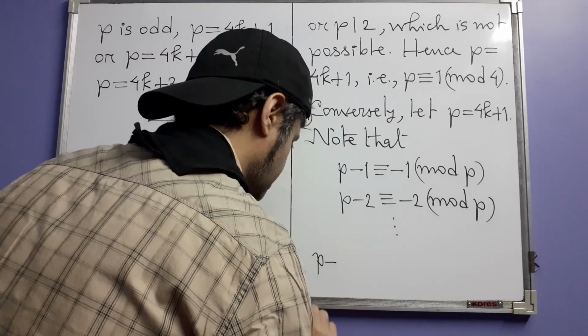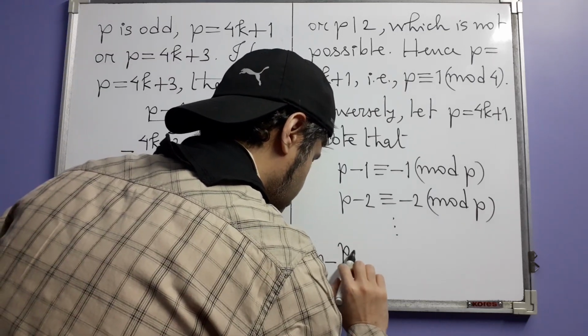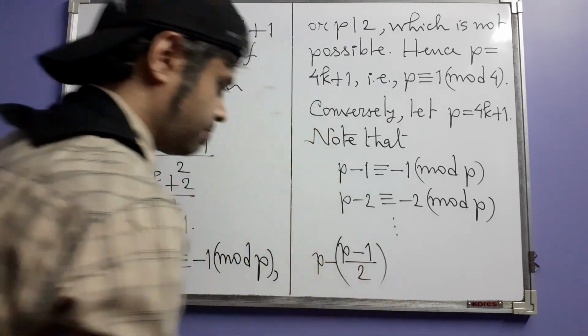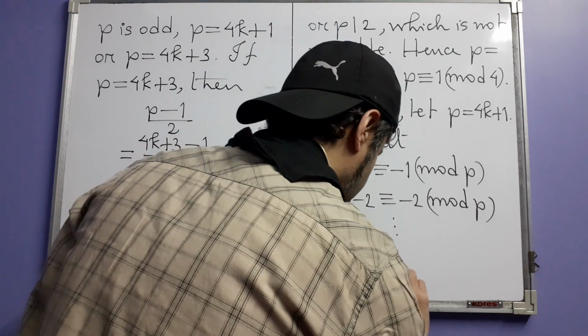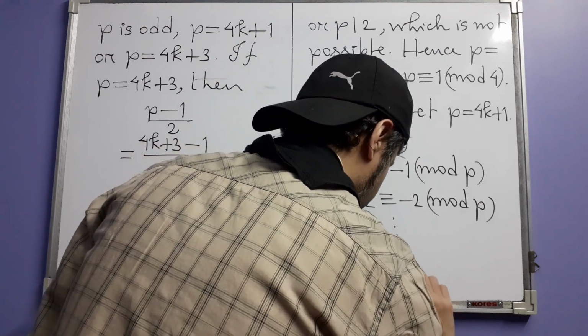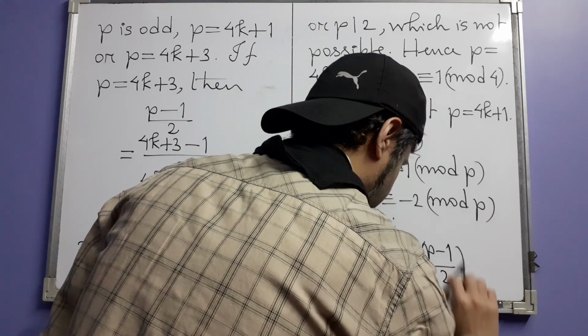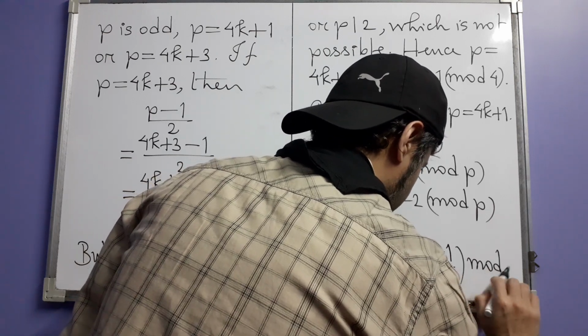And if you continue like this, you get p minus 1 divided by 2 is congruent to minus p minus 1 divided by 2 modulo p.